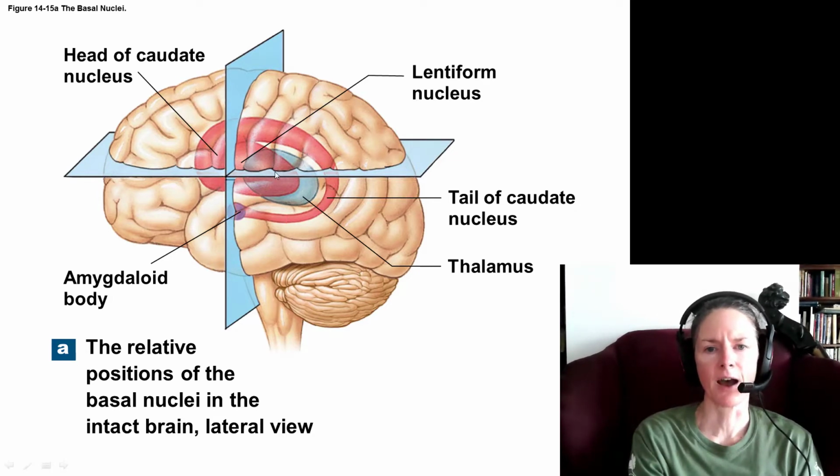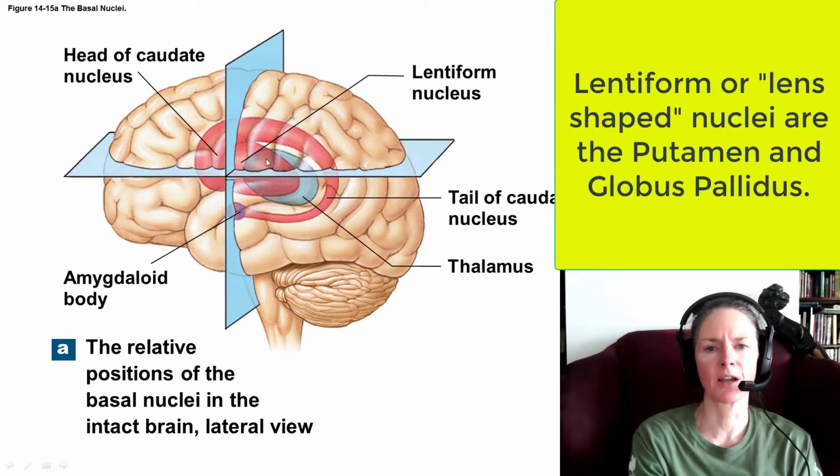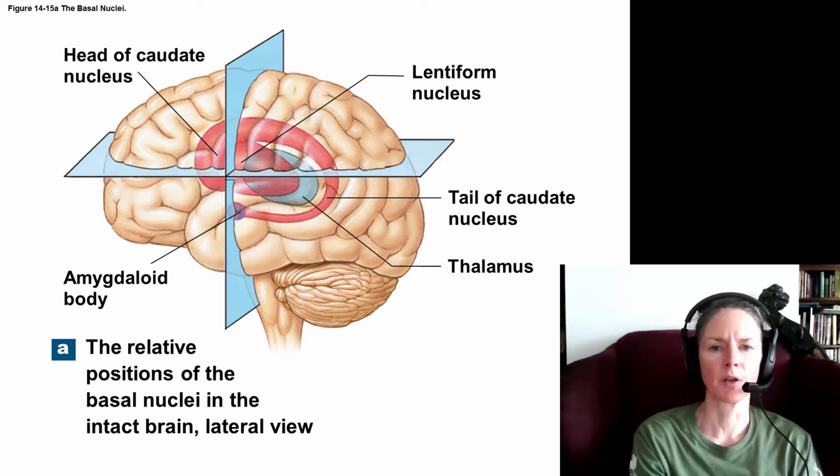And then inside of that, we're going to see two nuclei that together will form what's called the lentiform nuclei. Lentiform means lens-shaped. And we'll look at those in just a second in coronal view. But notice the relationship of the basal nuclei to the thalamus. So they really sit just outside of it.